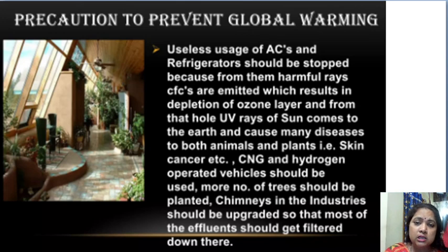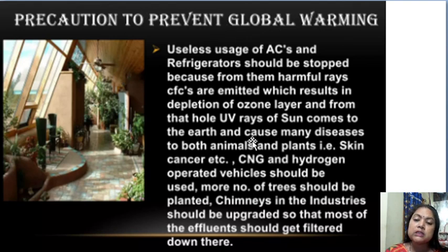So we generally use ACs and refrigerators uselessly. Okay. And it should be stopped because from them we know that harmful CFCs are emitted, which results in depletion of the ozone layer, and through that the UV rays of the sun come to the earth and cause many diseases to both animals and plants. Okay, that is, it creates skin cancer. We call it carcinoma.